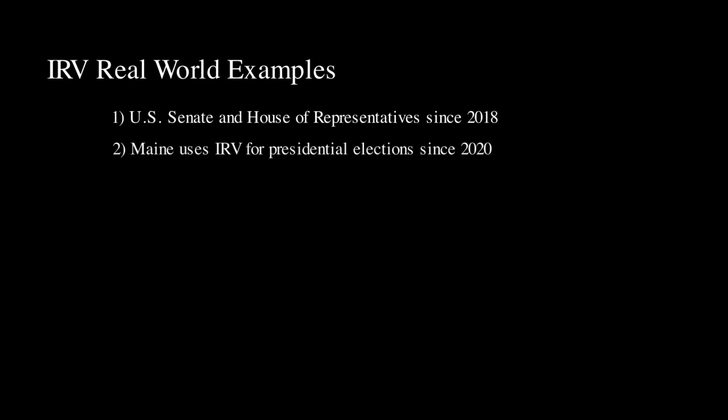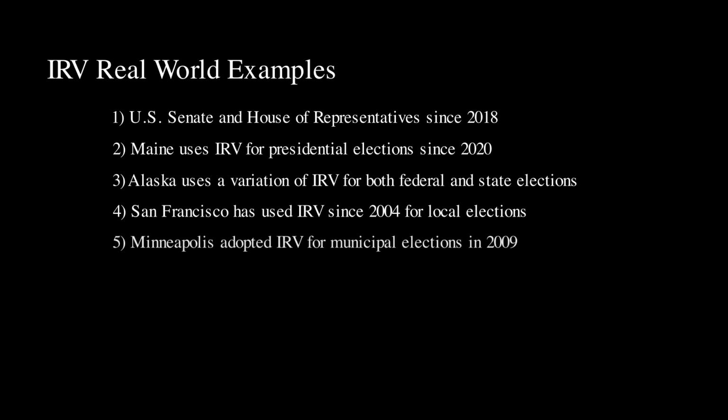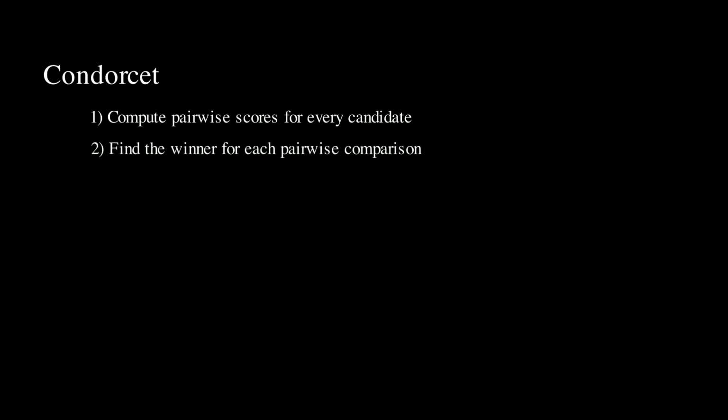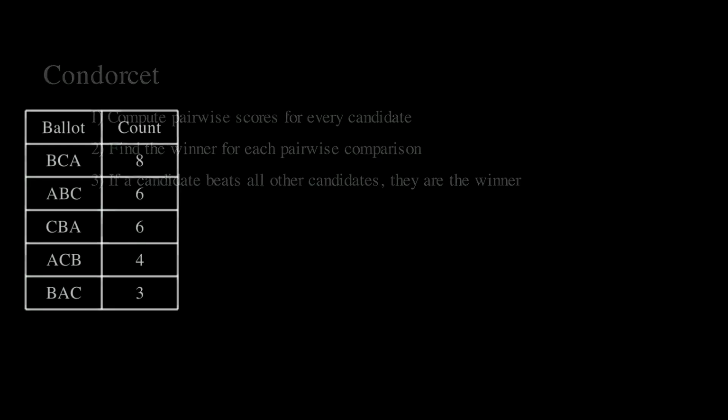IRV has been starting to get implemented a lot in the real world recently. It's also convenient that it is so simple for the average person to understand, which is crucial for ranked choice voting algorithms. The next algorithm we'll look at is Condorcet. Condorcet is a pairwise algorithm, meaning we'll first have to find the pairwise scores for every pair of candidates. After this, we'll find the winner of each pairwise comparison. And if a candidate ranked above every other candidate in that comparison, then they are declared the winner of the election. Let's look at an example.